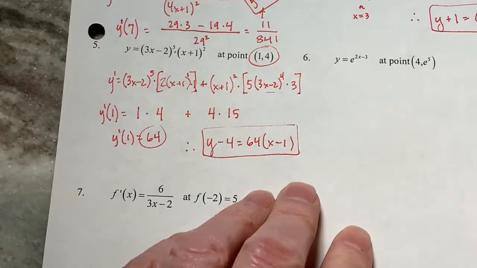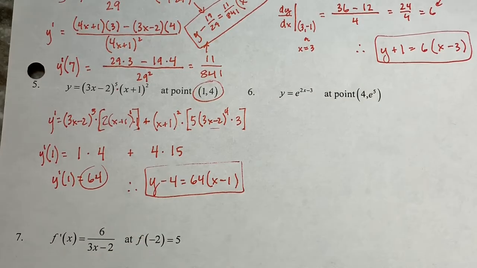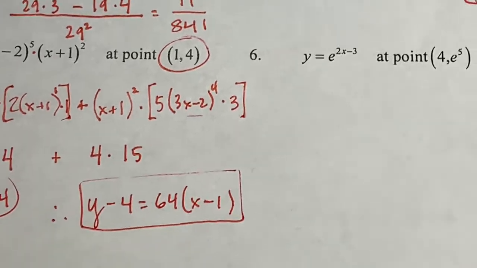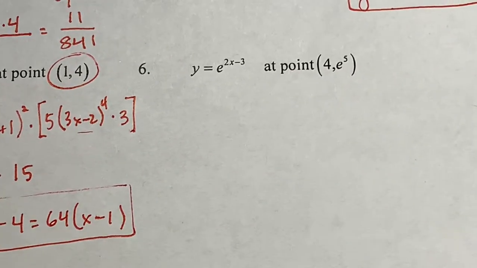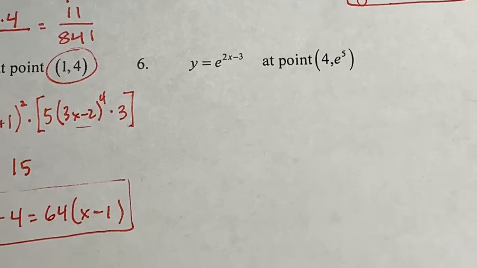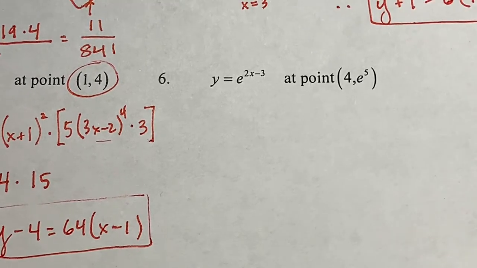Okay, and then number 6, again, I'm going to zoom in. I can barely even see this on my screen. Okay, sorry. Number 6 right here. Okay, so I've got this function. I did give you the point, which was nice. So I've got the point. I don't have to find it, but I do have to find the slope.